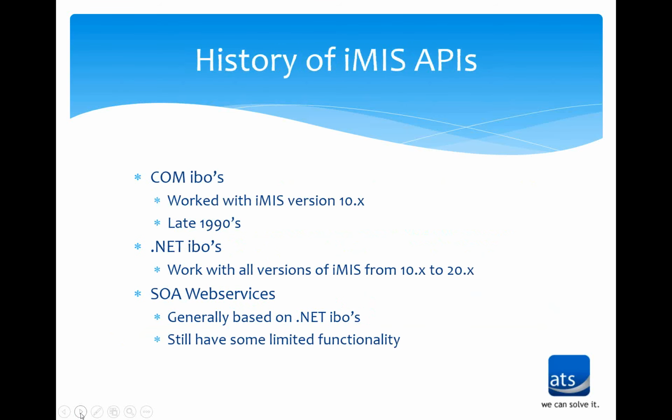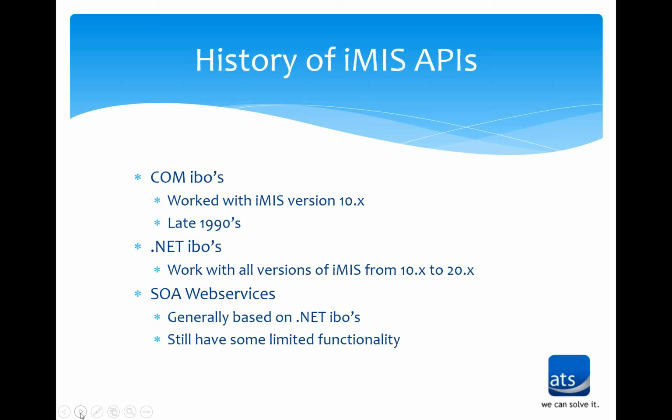So a little bit of history of the iMIS APIs. Some of this is a little bit before my time, the COM IBOs. Randy may want to jump on this, but those were the original API interface with iMIS that worked on the version 10 series, in the late 90s. They moved up to the 20s using the .NET iMIS business objects, and that's a lot of what we use for our web services.